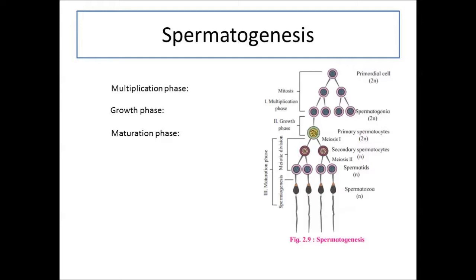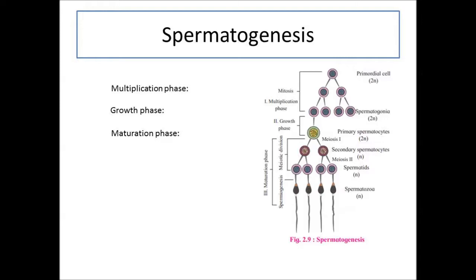Multiplication phase. In this phase, what happens? The primordial germ cells, which are 2n, that is diploid, of the seminiferous tubules, undergo repeated mitotic divisions to produce a large number of spermatogonia, and the spermatogonia are also diploid. Each spermatogonium is diploid with 46 chromosomes.